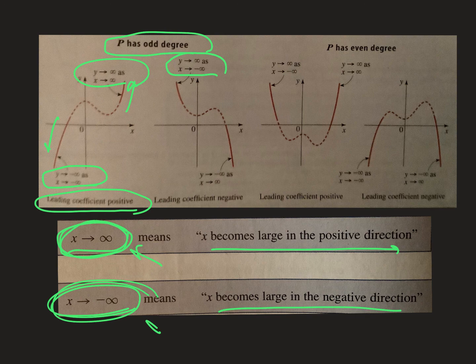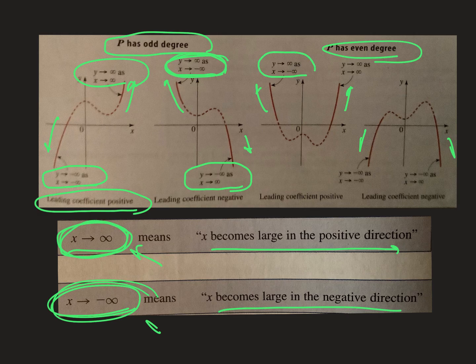If it's odd and negative, then it's going to go up to the left and down to the right. And we would say it like this. As x is going to the right, y is going down. As x is going to the left, y is going up. Now, if it's even degree, the ends are going to do the same. Either both going up or both going down. And here's how I write that.